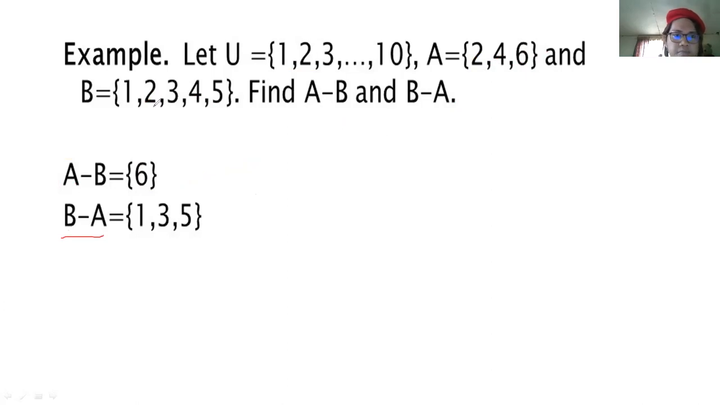B minus A. So what belongs to B that is not in A? There is 2 in A, so there is 4. So 1, 3, and 5 do not belong to A. Therefore, we have 1, 3, and 5 left in B, since 2 and 4 belong to A. Okay, so our answer is 1, 3, and 5. Clear? I hope you got it.